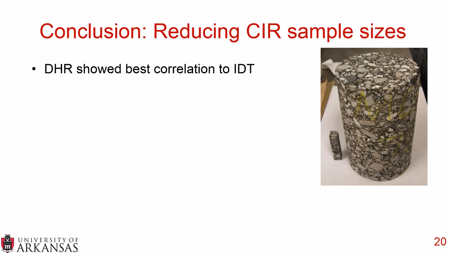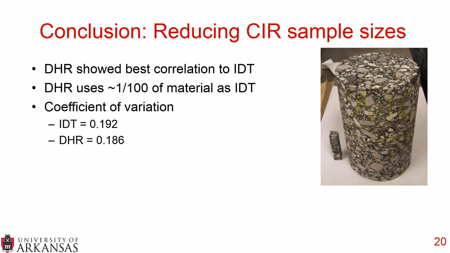So in conclusion, we do believe that we were able to reduce the CIR sample sizes. We found that the DHR showed the best correlation to the IDT, and you can see a DHR sample sitting next to a full core on the right. The DHR used approximately 1/100th of the material as the IDT, and you can see here that the coefficient of variation for an IDT was 0.192 and for a DHR was 0.186. So these are very nice coefficients of variation within the data collected, which means that they're repeatable and about in the same ballpark for their repeatability.